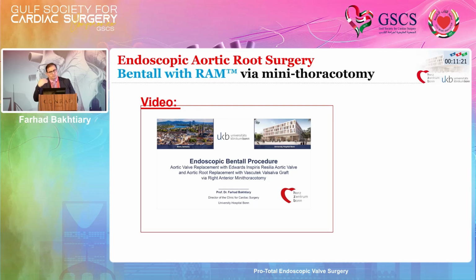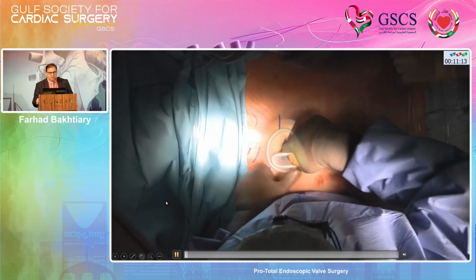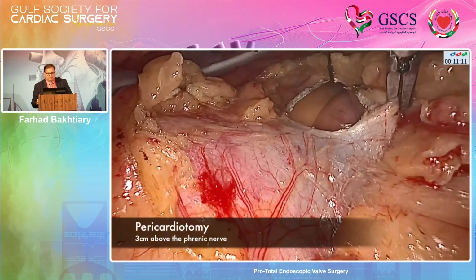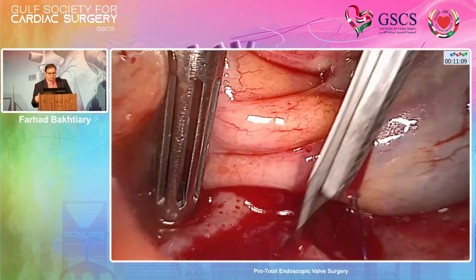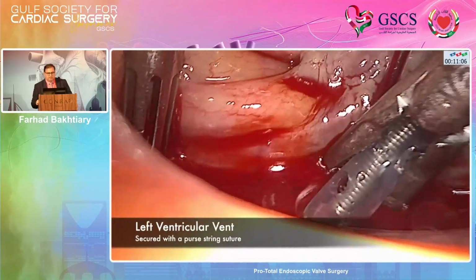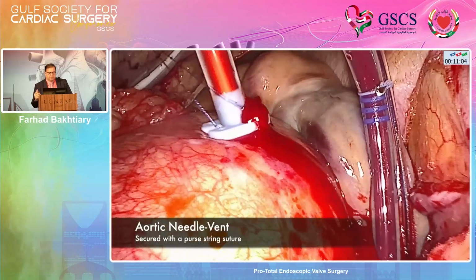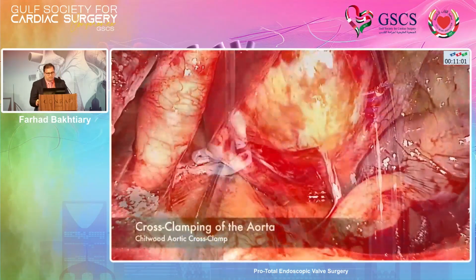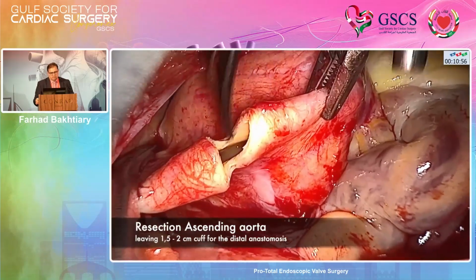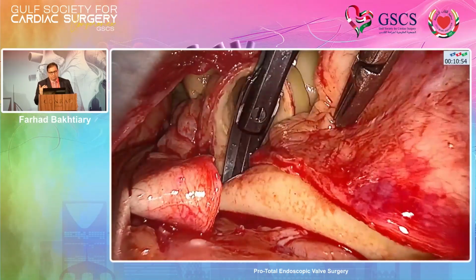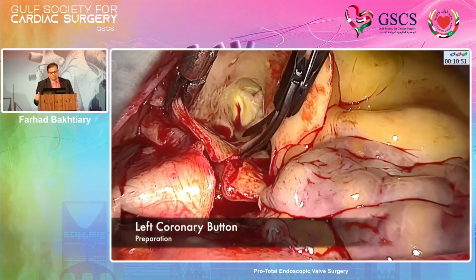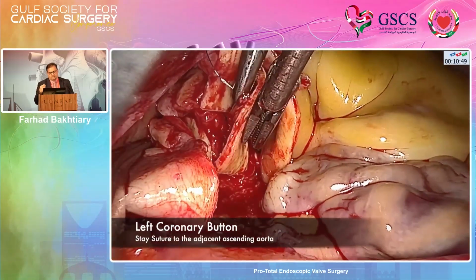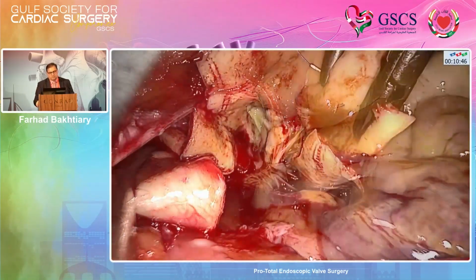If you go to more complex cases, and I'm talking about the Bentall procedure and how it would also be possible with robotics, you see that through the same setup like aortic valve and mitral valve, you can also go for complex aortic procedures. You see in this case a Bentall procedure using the RAM device, and we need for those cases 2 centimeters of cuff of ascending aorta to have a secure suture line, but everything is possible.